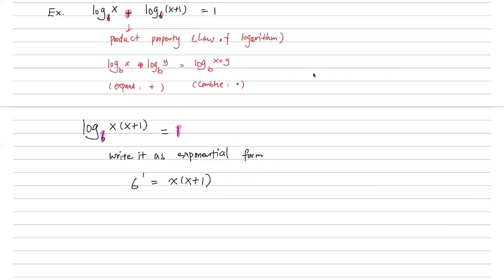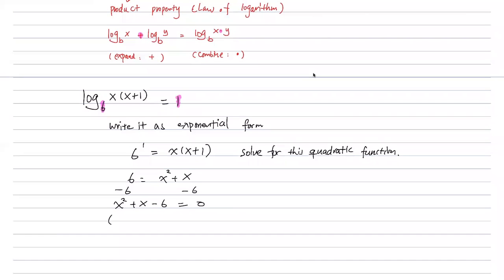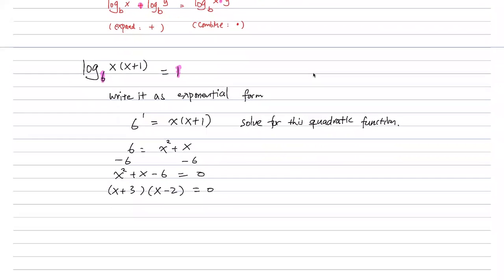And now after that, we're just going to solve this quadratic equation. So we'll have 6 equal to x squared plus x. Then I'm going to move the 6 to the other side and change that into x squared plus x minus 6 equal to 0. Then we're going to try to factor this. So we'll have x plus 3 and x minus 2. Now I'm going to solve for x. The first one, I'll get x equal to negative 3. And the second one, x equal to 2.